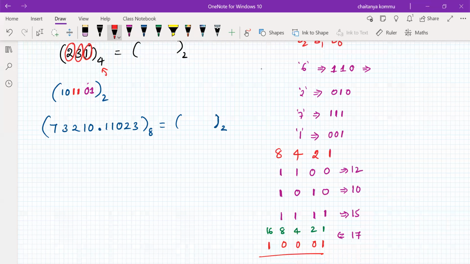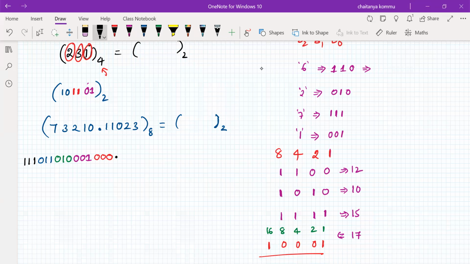So we will write the left hand side first. 0 stands for 0 0 0. Next, 1 stands for 0 0 1. Next, 2 stands for 0 1 0. Next, 3 stands for 0 1 1. 7 stands for 1 1 1.